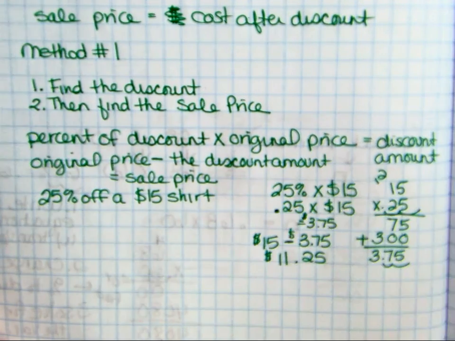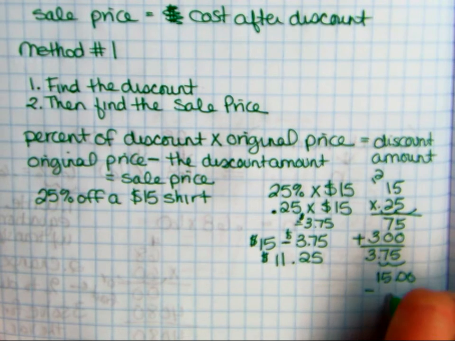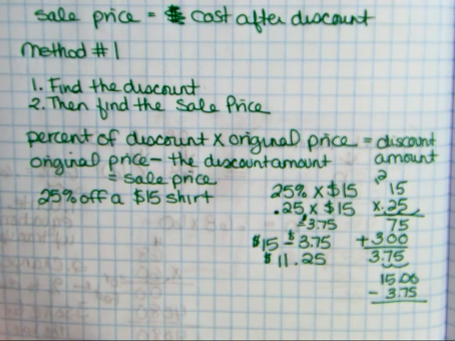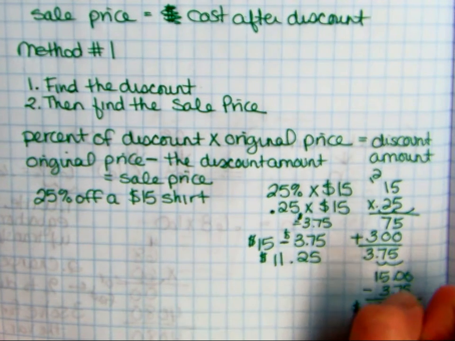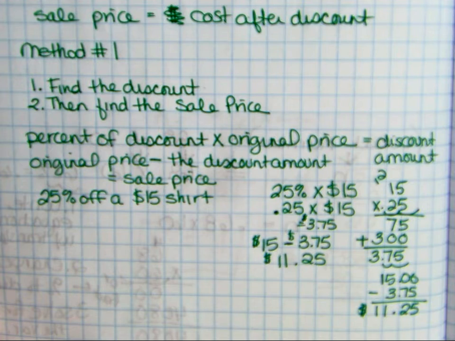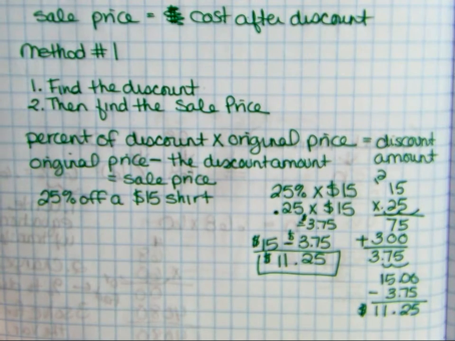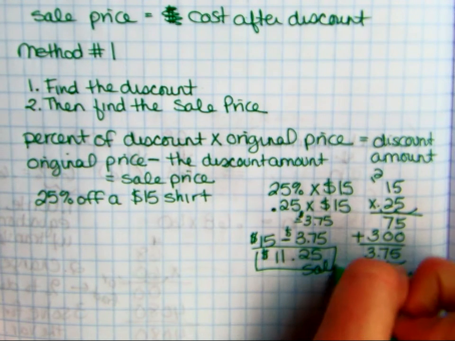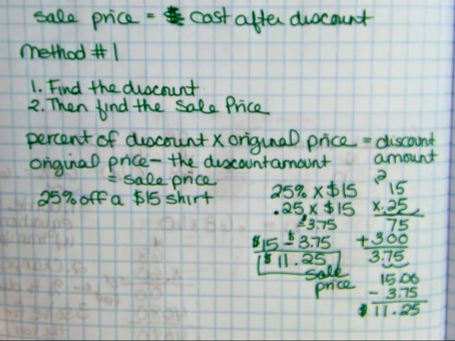$11.25. Now, once again, I could have gone over here and done $15 minus $3.75, and I would have solved that out and gotten the same thing. When I can, I like to do things mentally because if I'm in the store, I'm not always going to have the ability to get into a calculator. But now that I've done that, I've taken my original price, subtracted the discount, I now have my sale price. The shirt would cost me $11.25. So that's method 1.